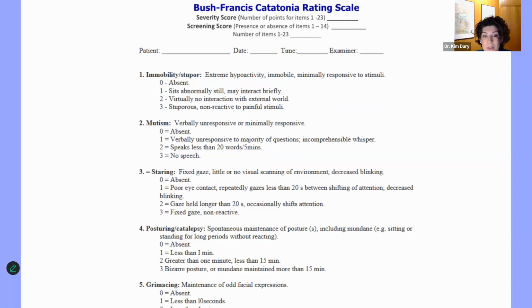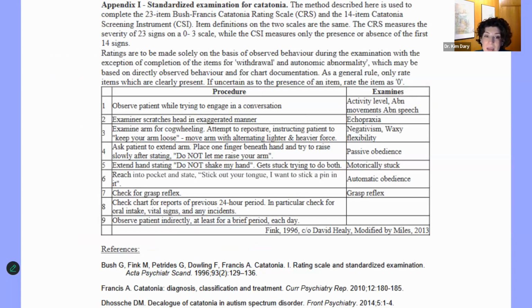This is what it looks like. All of the different points that you score it on are from 0 to 3 generally, and then you just add it up at the end. So it's not so difficult to do. This is the appendix where it actually gives you the way in which you conduct the physical exam.